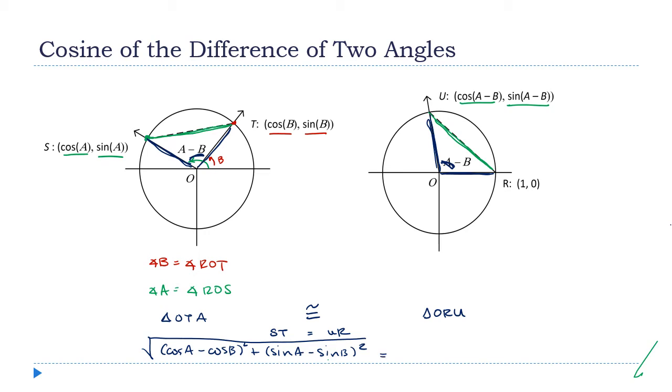First notice this point down here, that vertex of the triangle. It's on the circle and it's on the x-axis. So the coordinates of that point are 1, 0. All right, so now I can use my formula again.